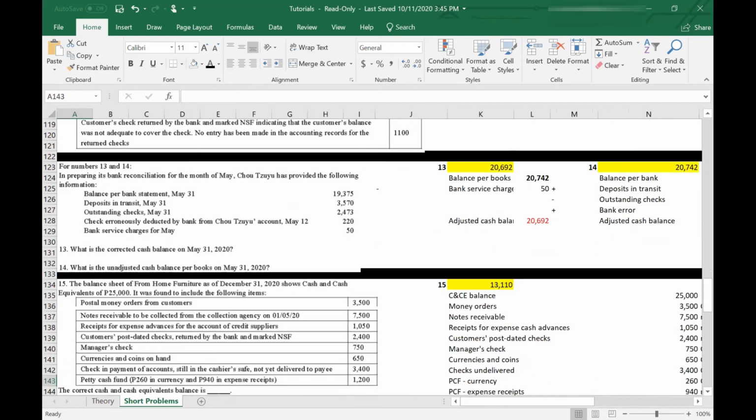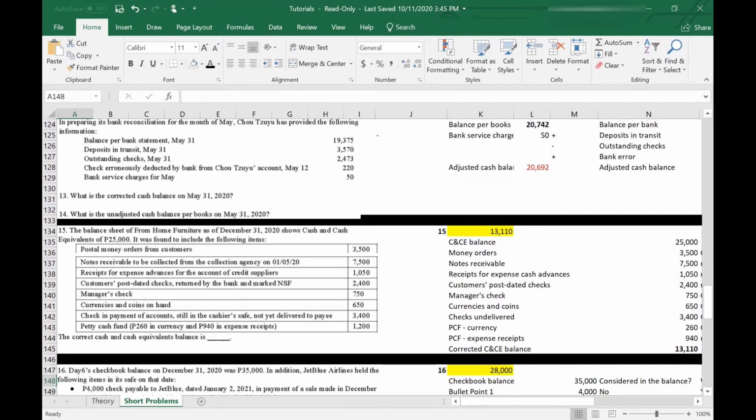Sorry if we're quite fast because we already emphasized most of the concepts underlying the accounting for this. So it's more like we're just emphasizing the points. We're just applying the concepts.